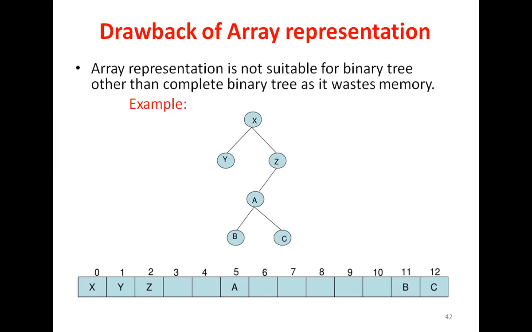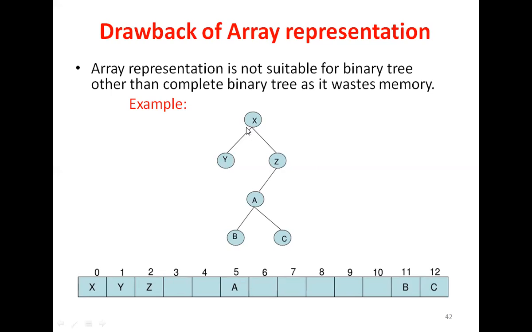How many? Here h is 3, so the formula is 2 to the power h plus 1, minus 1. Okay, h plus 1. So 2 to the power 4 minus 1, that will be 15. Yes, it will be 15, okay.